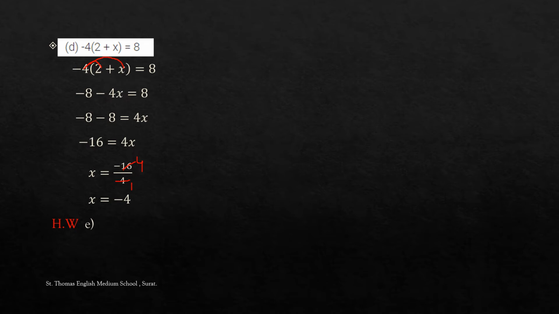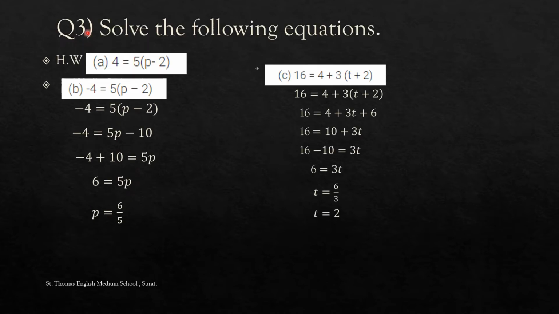Now question number E, you can do it as homework. Question number 3. Solve the following equations. A. Homework. You can do it by yourself. B. Minus 4 is equal to 5 bracket p minus 2. Write the question once again. Now take minus 10 here. It is minus 4. This is minus 10. If it comes here, it becomes plus 10 is equal to 5p.